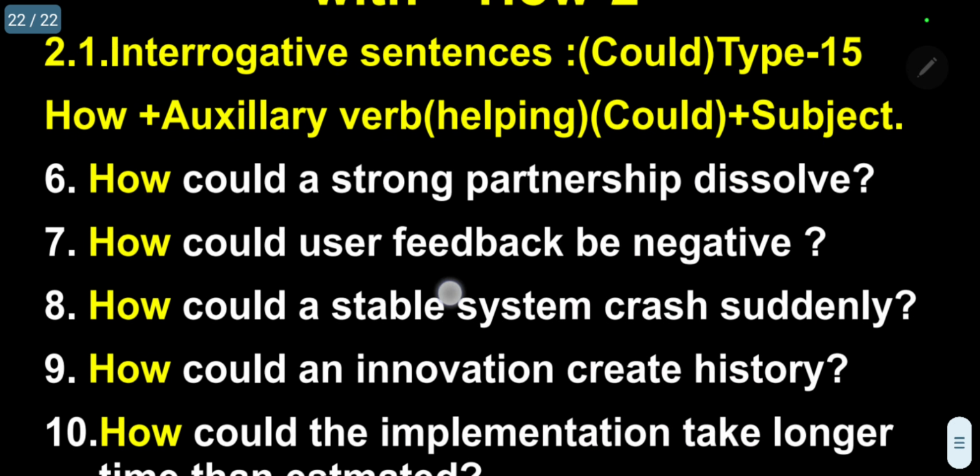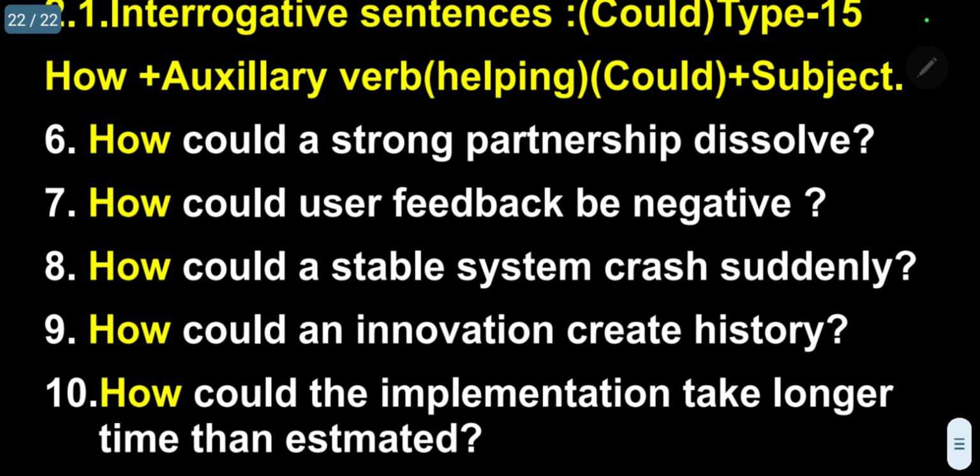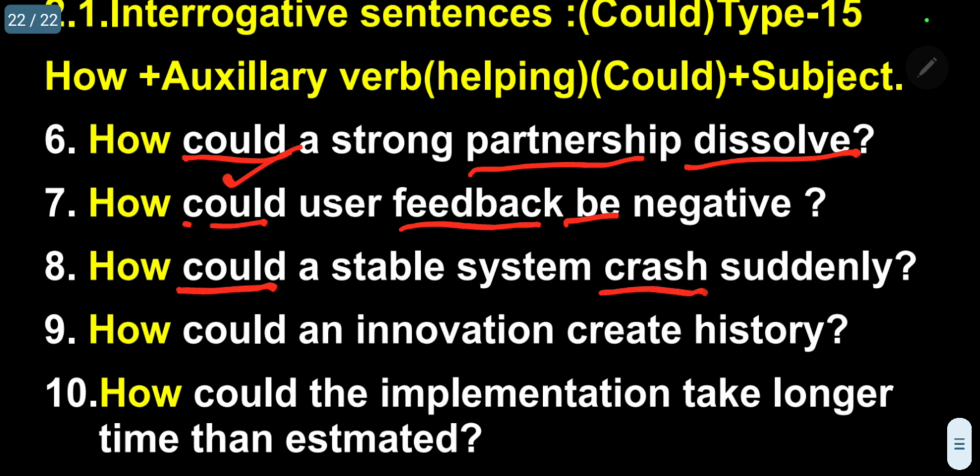Five more sentences under the could. How could a strong partnership dissolve? Dissolve, main verb; could, auxiliary. How could user feedback be negative? Be, main verb; could, auxiliary. How could a stable system crash suddenly? Crash, main verb; could, auxiliary.